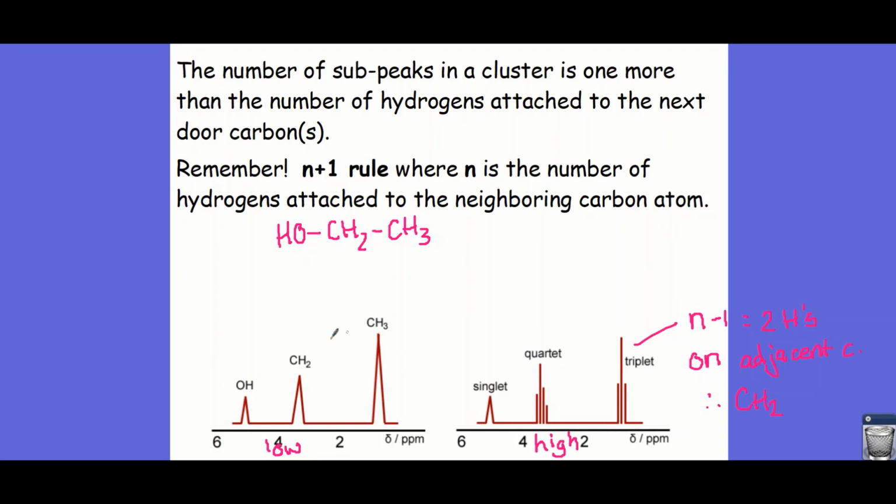So we know from looking at our low resolution that this peak represents our CH3, but this high resolution NMR tells us that that CH3 must be bonded to the CH2. If we apply that same principle to our quartet, n minus 1 equals 3, which means the carbon that it's attached to must be a CH3. And we know that that's correct. We know that from the structure.